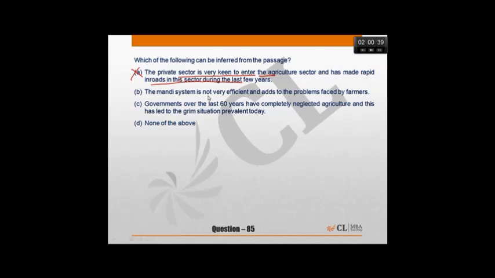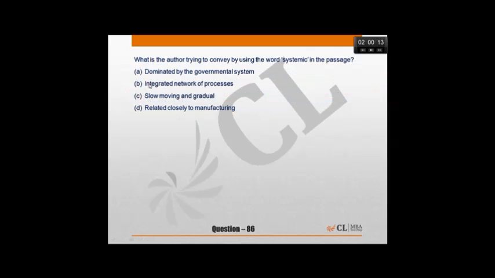Choice B. The Mandi system is not efficient and adds to the problem faced by farmers. Yes, this is correct. Choice C. Let's check. The government over the last 6 years has completely neglected agriculture, and this has led to the situation prevalent today. It has not over the last 60 years. I cannot be sure. Had it been the last few years, I may have looked at it. So choice C cannot be the answer. None of the above. Mandi system is not efficient is very clear. Choice B becomes the answer.